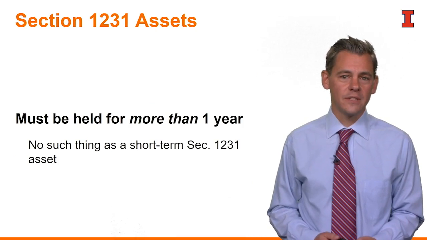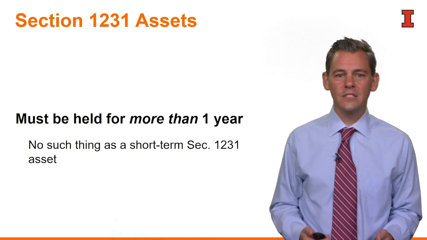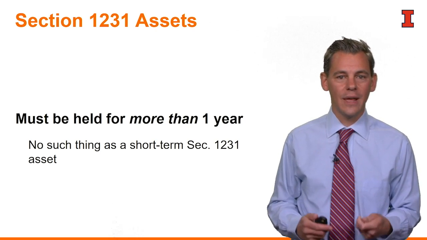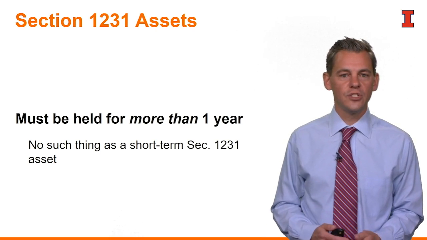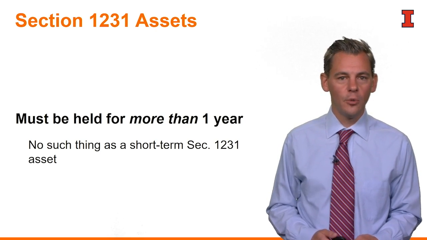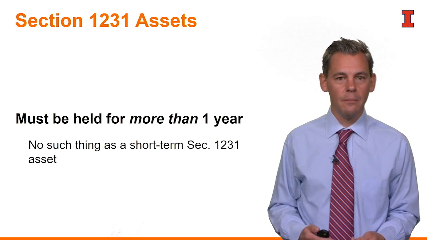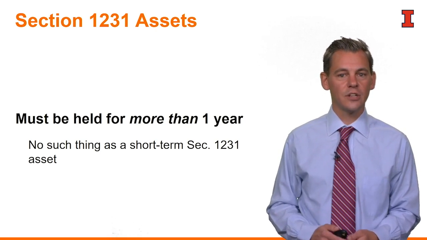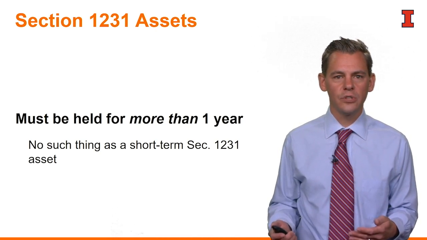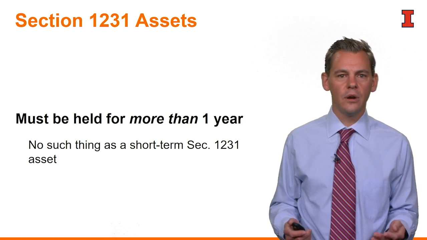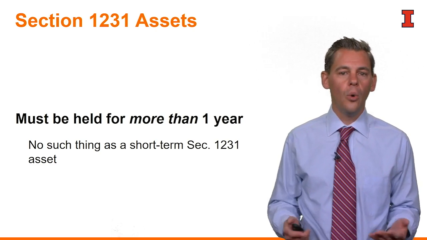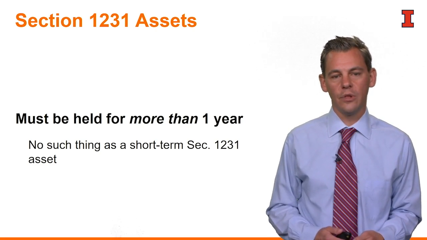A key element to be a Section 1231 asset is that the asset must be held for more than 1 year. That is, this is, by definition, a long-term asset. There is no such thing as a short-term 1231 asset. This long-term holding period is absolutely critical to be met in order to be designated as a Section 1231 asset. So some examples here could be land used for the production of income, held for more than a year, or an office building used in a trade or business held for more than a year, or a business machine held for more than a year.